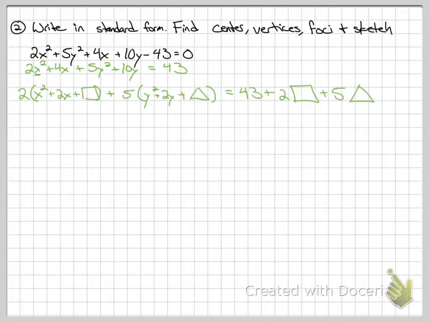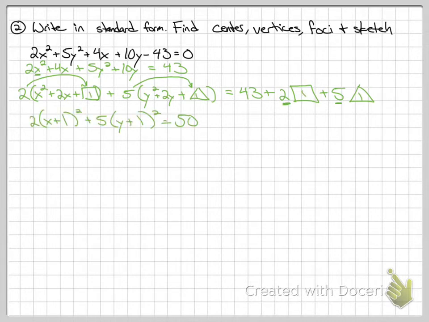Okay, here it is all set up. I factored the 2 out of every term that had an x. Then I added a square, so technically I added 2 squares to the left. That's why I have 2 squares added to the right. I factored the 5 out of the y's. I added a different shape because it represents a different number. So 5 triangles on the left, also 5 triangles on the right. See if you can complete the square and get this one in graphing form.